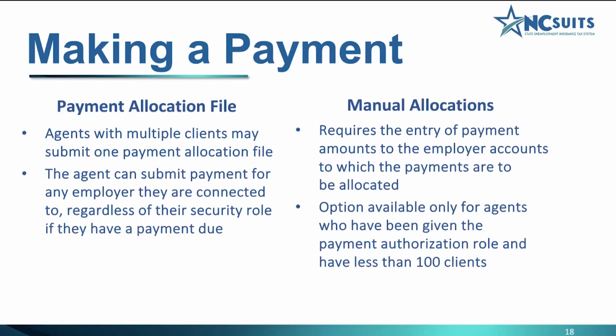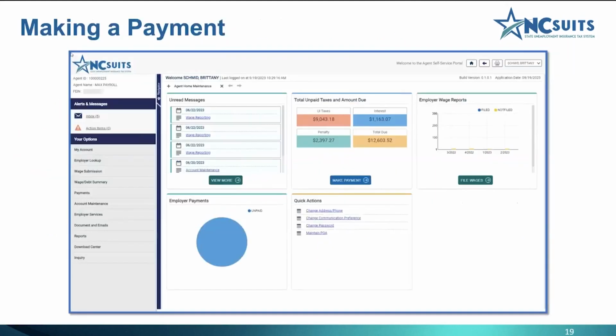Now for manual allocations, the Make Payment function requires the entry of payment amounts to the employer accounts to which the payments are to be allocated. The option to manually allocate payments in the agent portal is only available for agents who have been given the payment authorization role and have less than 100 clients. An agent can access the employer's portal and the Make Payment function to submit a manual payment on a single client. For the purposes of today's presentation, we'll do a manual allocation.